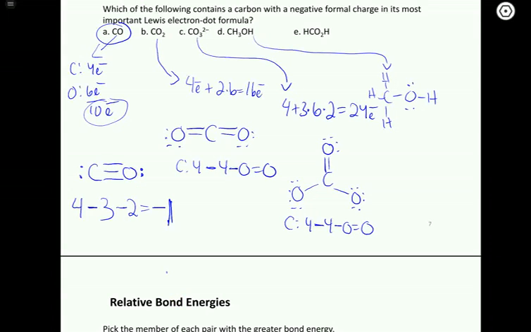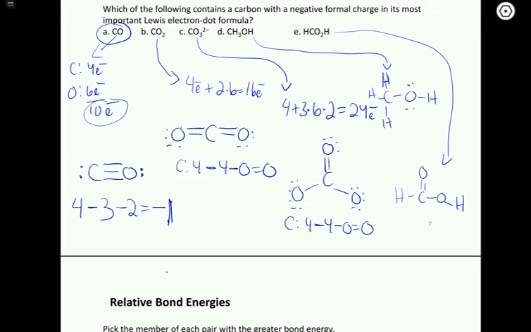And we see in most of these compounds that involve carbon, carbon tends to have 4 bonds, and when it has 4 bonds and no lone pairs, it has 0 formal charge. So that's the same here, and then HCO2H, which we'll draw, also has this structure.